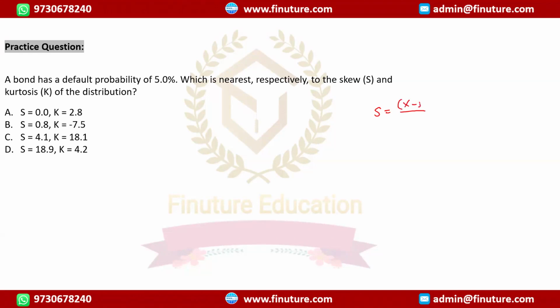So what I do, I calculate the deviation from the mean and divide it by the sigma cube. This deviation divided by sigma cube can be calculated. Firstly, default probability is 5%, so this is your expected value. What is nearest respectively to the skewness and kurtosis of the distribution? Okay, to be honest, I'm not aware. Let's see what's there.